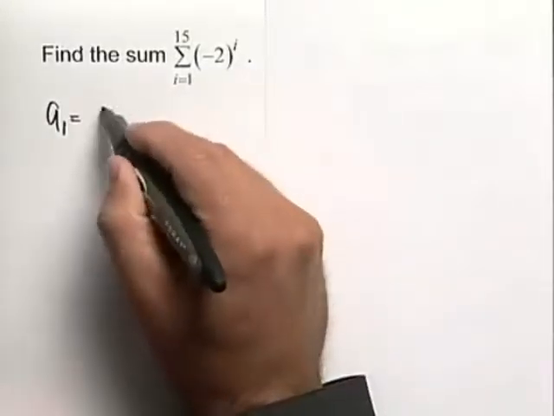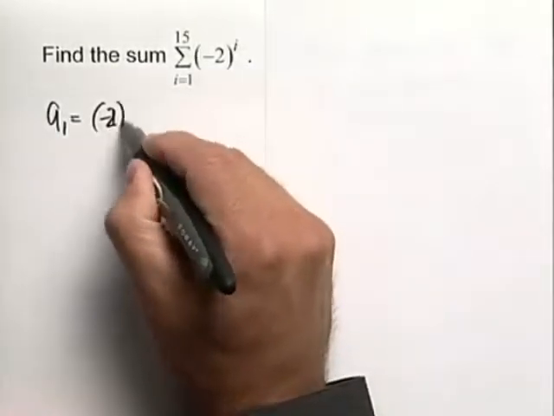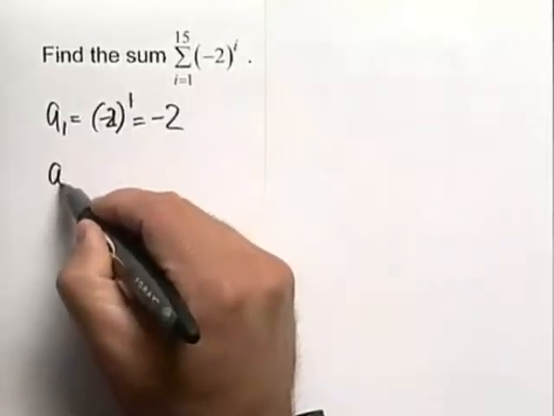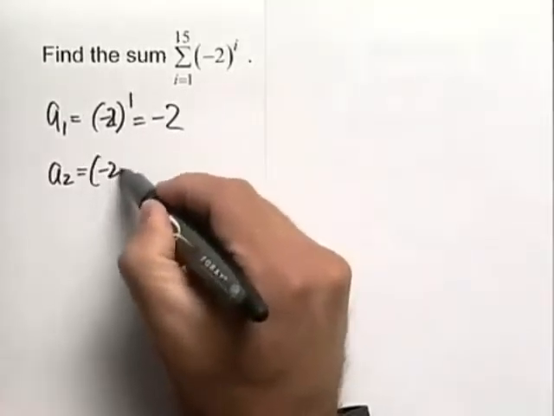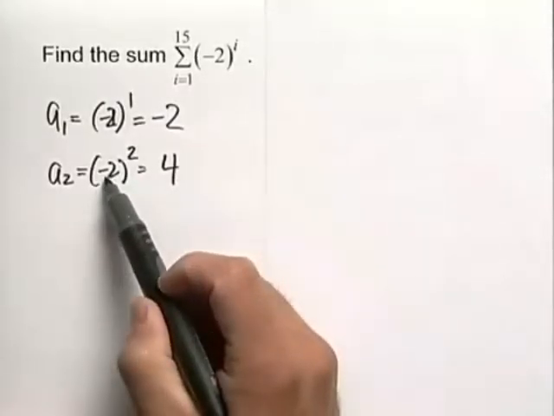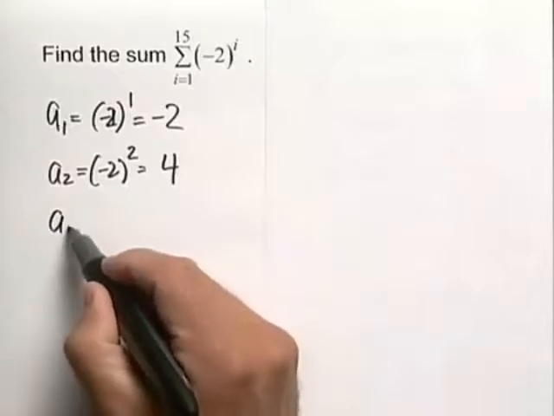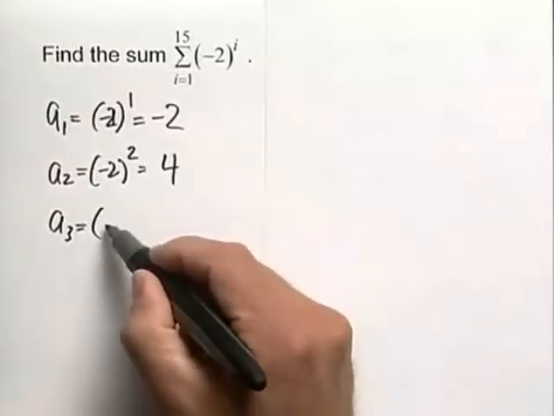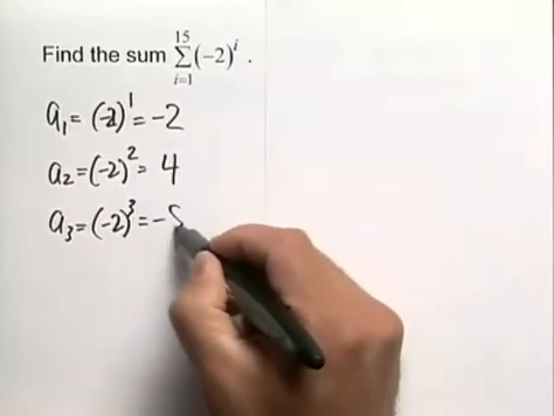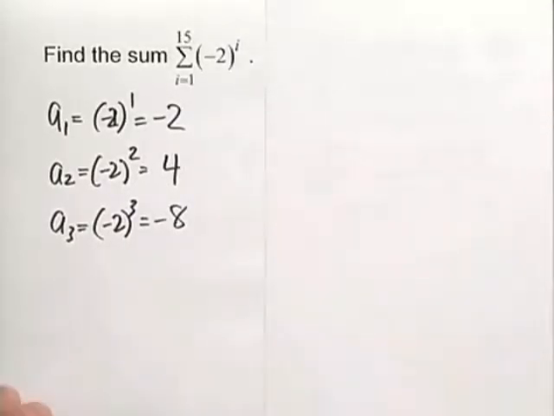a sub 1 is going to be negative 2 in this case to the first power, which gives us a negative 2. a sub 2 will give us negative 2 to the second power, which gives us a positive 4. Note a negative base to an even power. a sub 3 will give us negative 2 to the third power, which from that we obtain a negative 8. Now note the difference here.